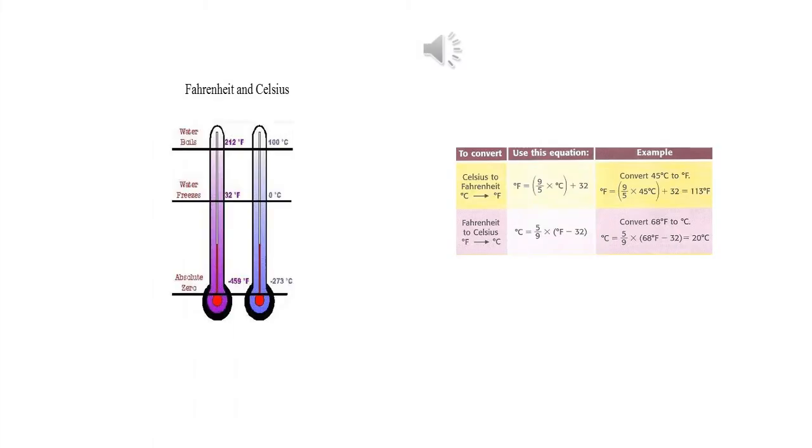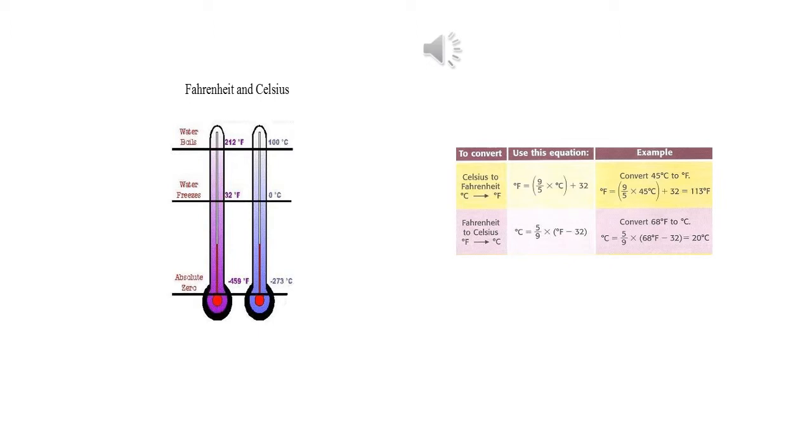Two most common temperature scales used in the HVAC industry are the Fahrenheit scale and the Celsius scale. They are based on the melting of ice and the boiling of water at sea level. It is important that you are able to convert between the two scales.